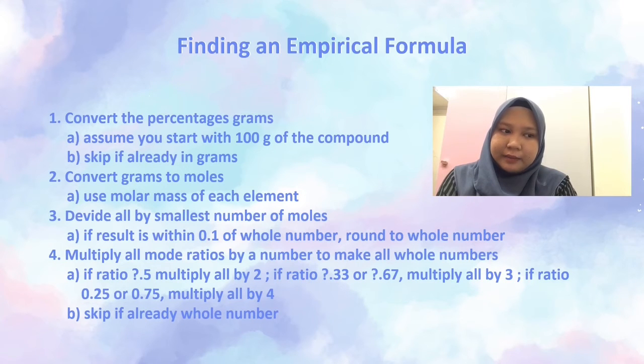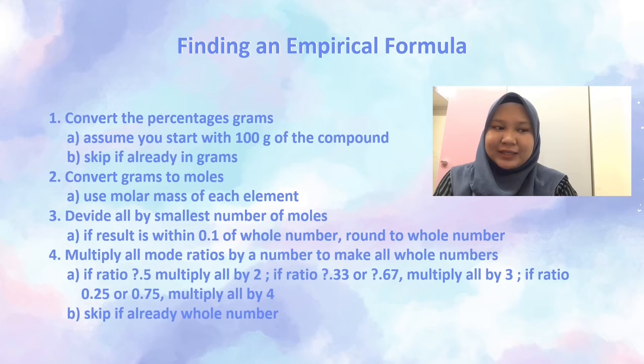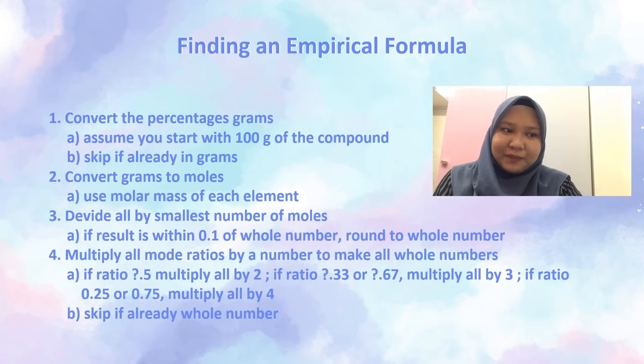For example, if the ratio is something point 0.5, multiply all by 2. If the ratio is something point 0.33 or something point 0.67, multiply all by 3. If the ratio is something point 0.25 or something point 0.75, multiply all by 4. And you can skip this if it is already a whole number.